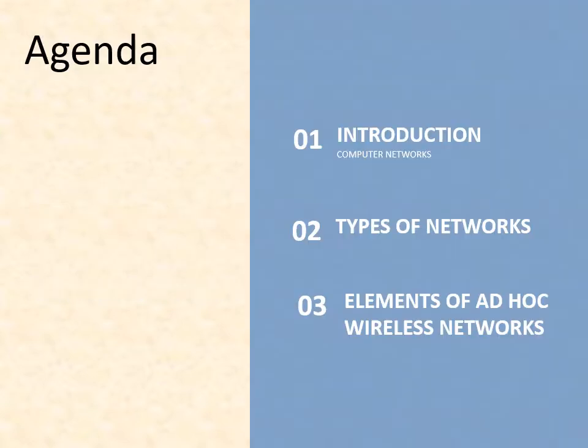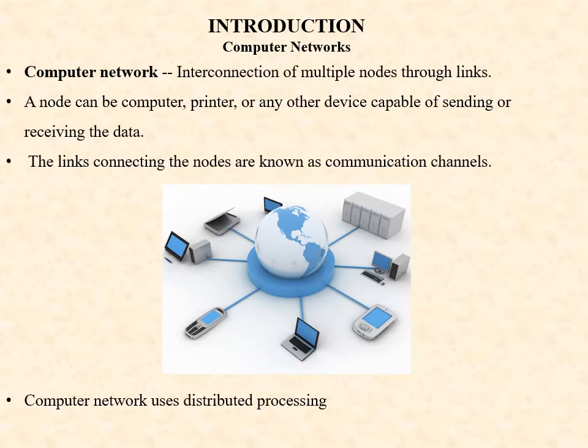In today's lecture, let us see the introduction of computer networks, the types of networks, and the elements of ad hoc wireless networks. First, let us see the introduction of computer networks. A computer network is the interconnection of multiple nodes through links. A node can be a computer, a printer, or any other device capable of sending or receiving the data. The links connecting the nodes are known as communication channels.